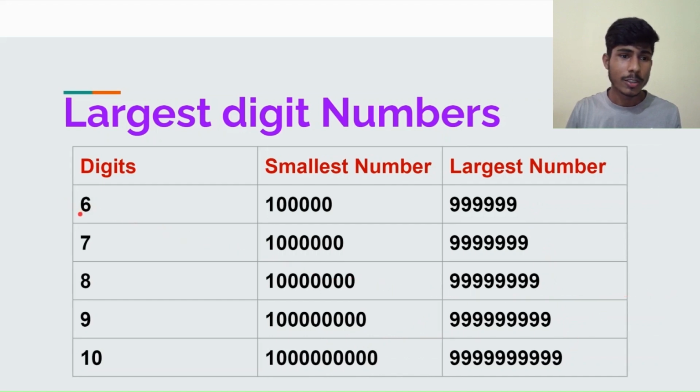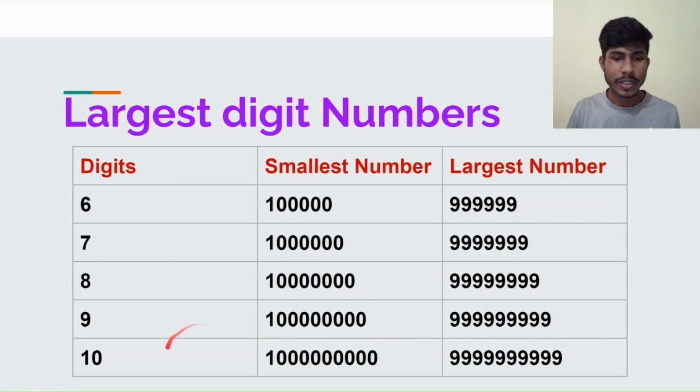See, for the 6 digit numbers, 1 followed by 5 zeros will be the smallest number and 6 nines will be the largest number. And for the 7 digit number, 1 followed by 6 zeros will be the smallest number and 7 nines will be the largest number. Similarly, for the 8 digit number, 1 followed by 7 zeros will be the smallest number and 8 nines will be the largest number. Similarly, for the 9 digit number, 1 followed by 8 zeros will be the smallest number and 9 nines will be the largest number.